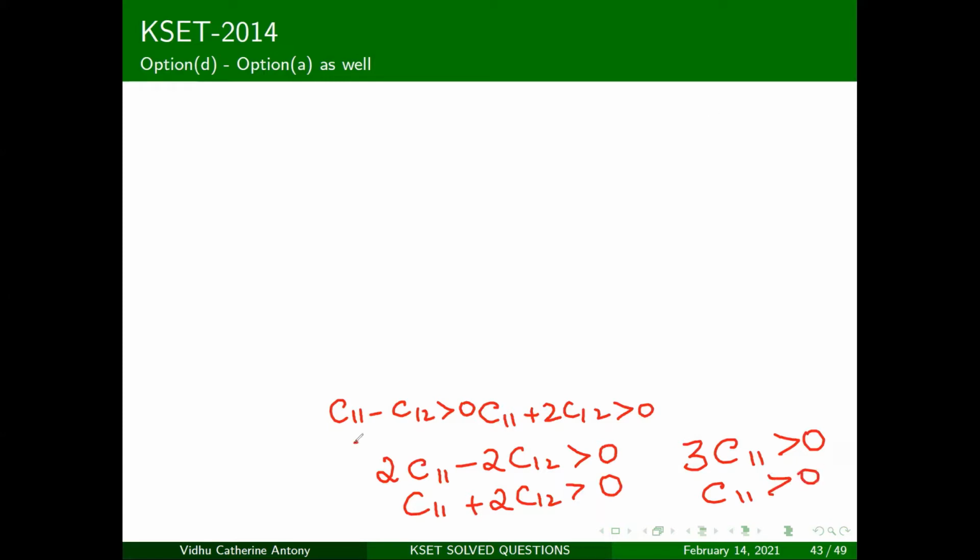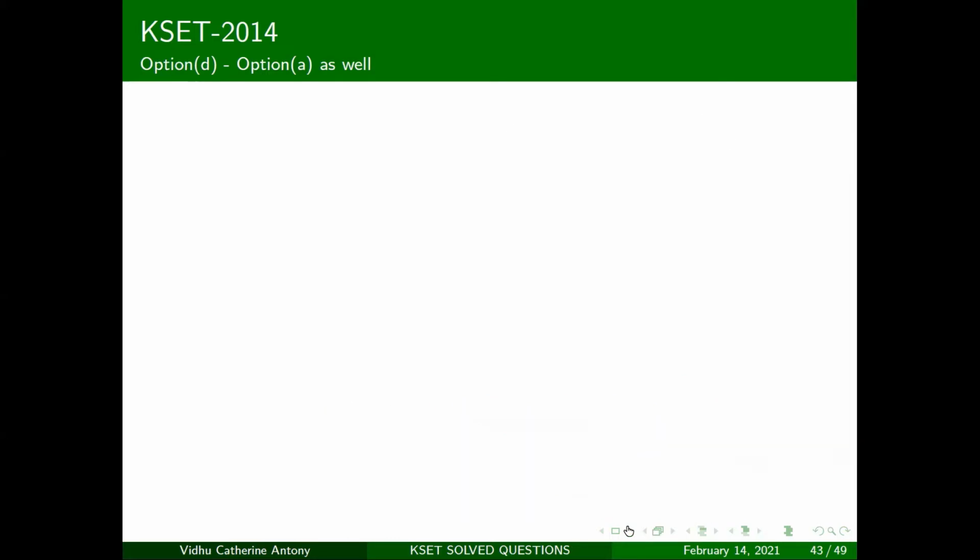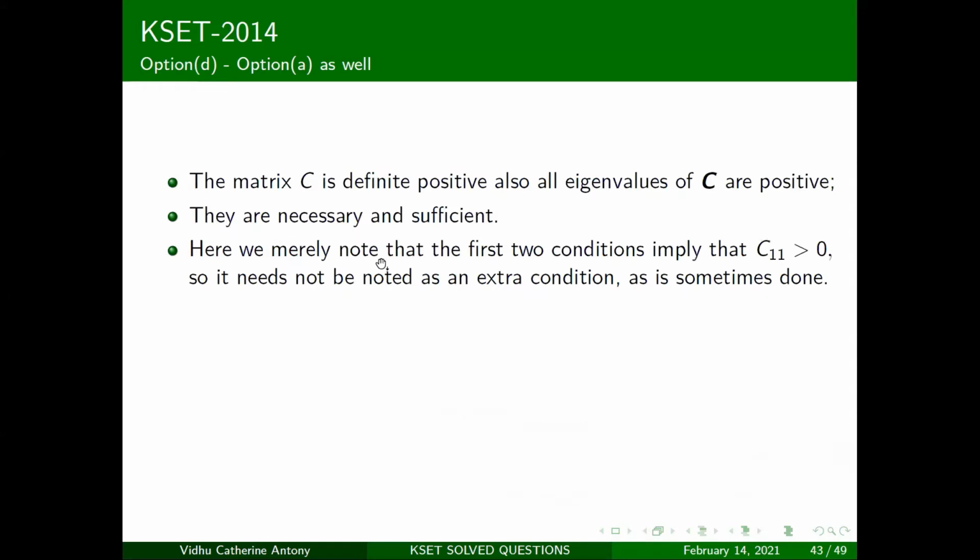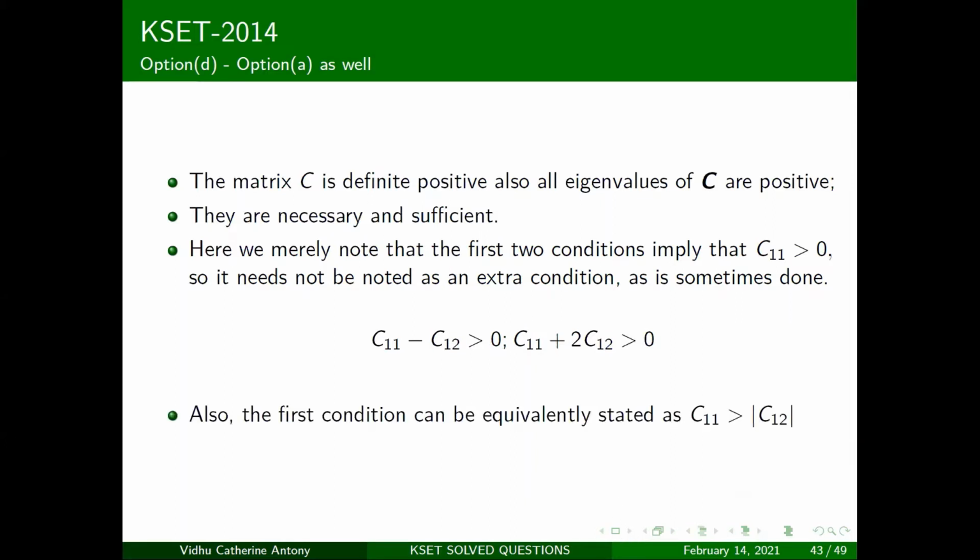So if you have these two conditions, the condition that C11 is greater than 0 is automatically implied, and that's what I've stated here in the next couple of points. The first two conditions imply that C11 is greater than 0. So it need not be noted as an extra condition, but it is sometimes done as such in some textbooks. Also the first condition, C11 minus C12 greater than 0, can be written this way also. That's also fine.